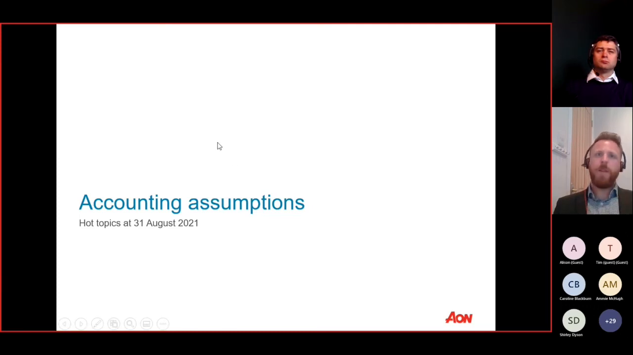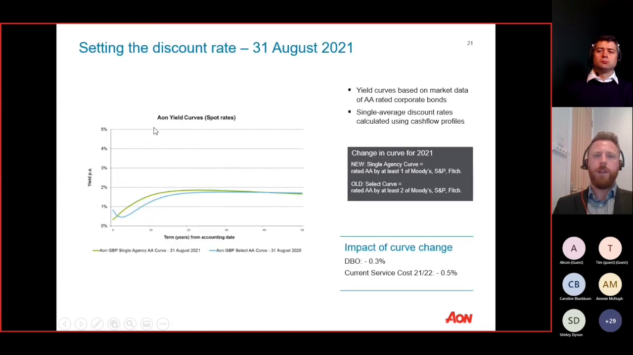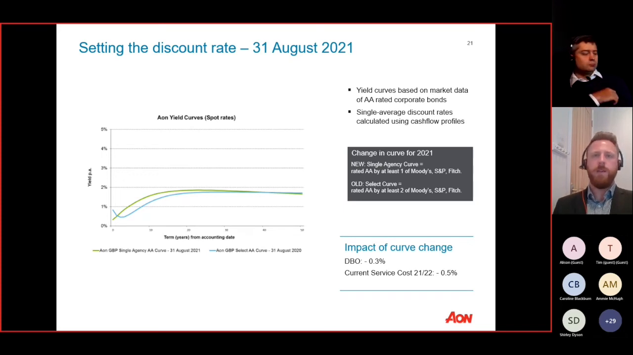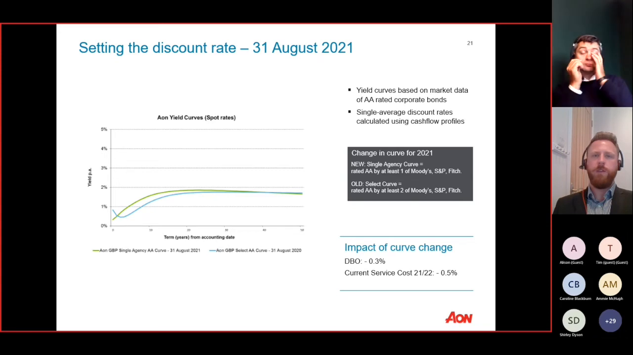So I'm going to highlight the main topics for setting accounting assumptions this year. I will warn you now, this is going to get quite technical, but these are areas that auditors might ask you about. So it's probably worth covering in this session, but don't worry too much if it doesn't quite make sense. Again, if you want to ask any questions on this in future, then please feel free to.